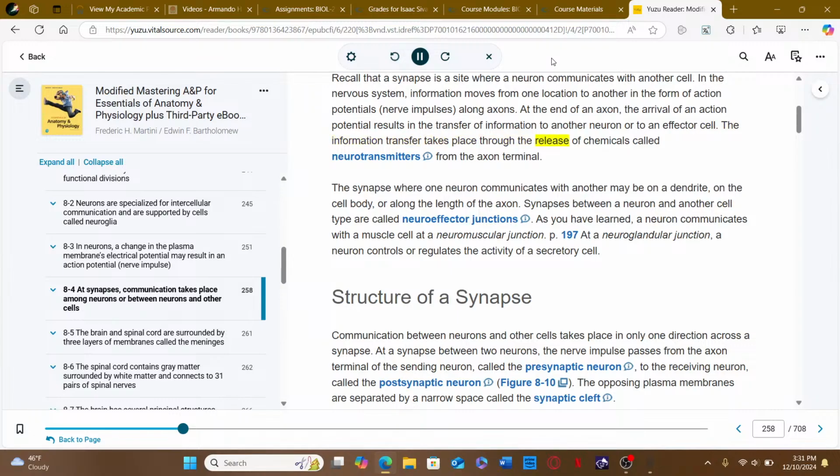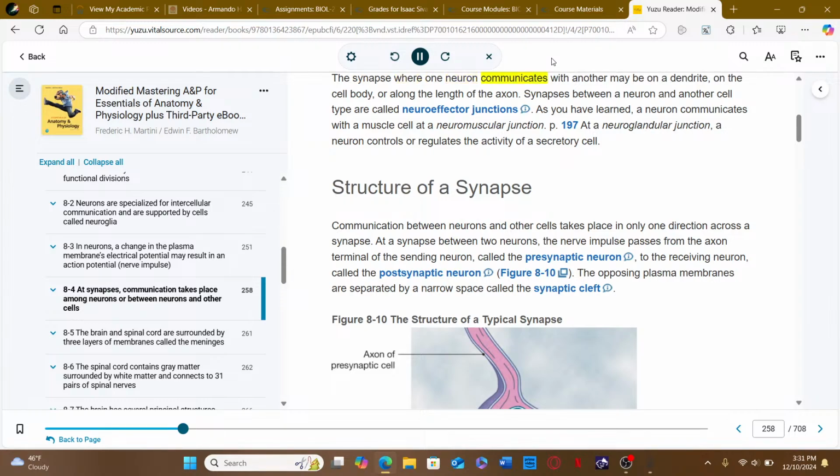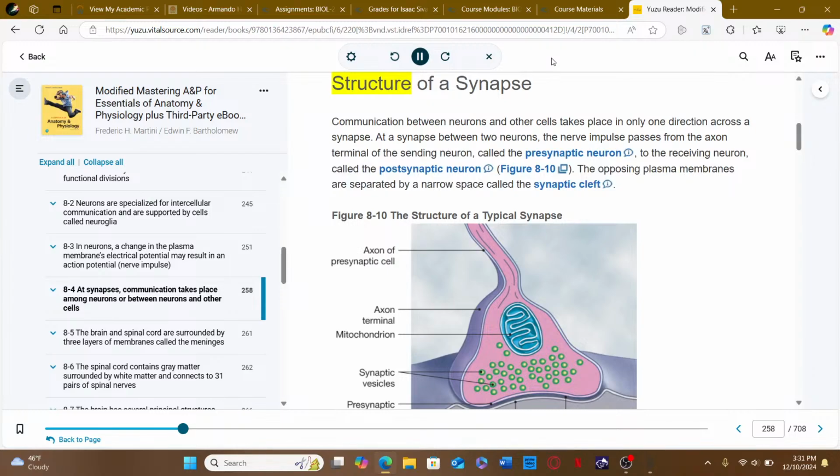The information transfer takes place through the release of chemicals called neurotransmitters from the axon terminal. The synapse where one neuron communicates with another may be on a dendrite, on the cell body, or along the length of the axon. Synapses between a neuron and another cell type are called neuroeffector junctions. As you have learned, a neuron communicates with a muscle cell at a neuromuscular junction. At a neuroglandular junction, a neuron controls or regulates the activity of a secretory cell.